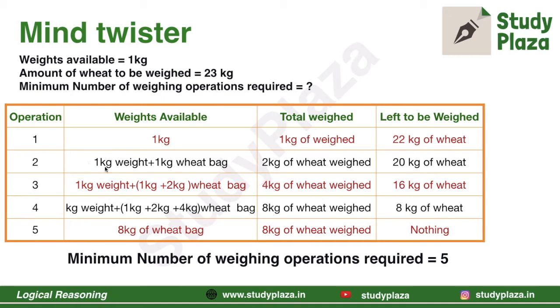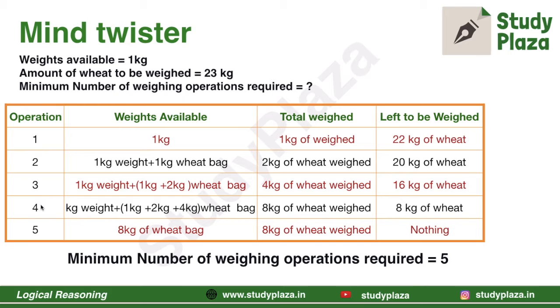For the second operation, we have two weights, the 1 kg weight which was already given to us and the 1 kg of wheat bag which we have weighed in operation 1. So total weight available will be 2 kg. So we can weigh 2 kg of wheat. Hence the wheat left to weigh will be 20 kg. Similarly, in the third operation, we have the 1 kg weight and the 1 kg bag of wheat plus the 2 kg bag of wheat which we have weighed in the first and second operations, and total weight will be 4 kg. So we can weigh 4 kg of wheat and the amount left to be weighed will be 16 kg.